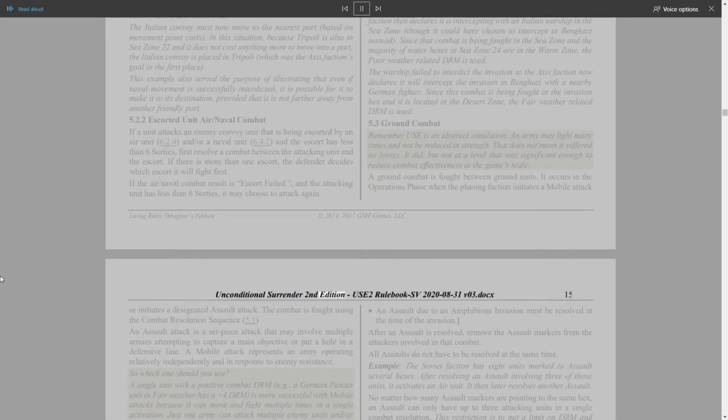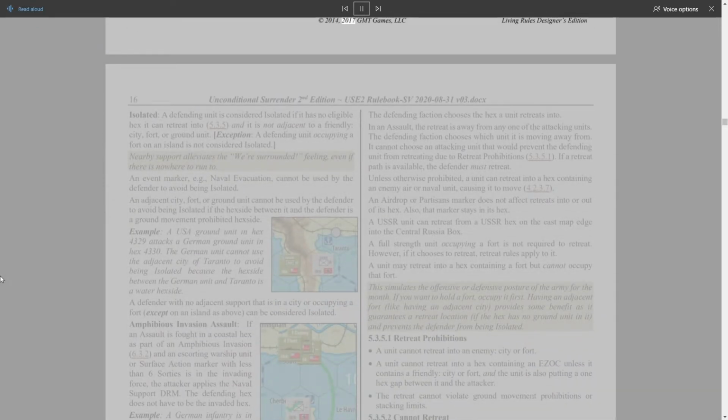Unconditional Surrender 2nd edition, Use 2 Rulebook, 31st of August 2020. Copyright 2014, 2017 GMT Games, LLC. Living Rules Designers Edition.